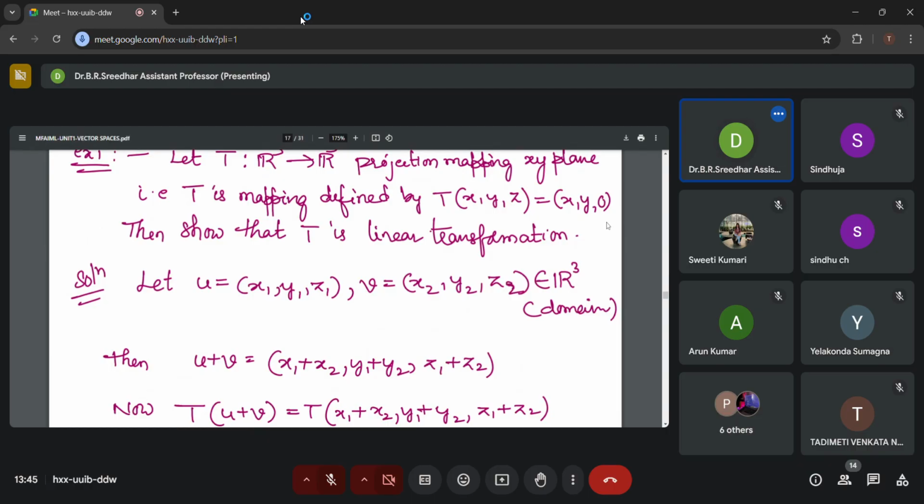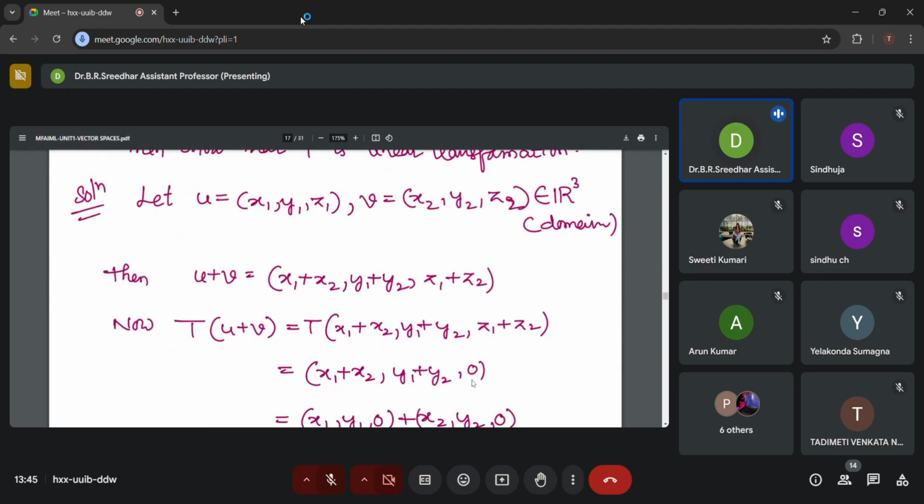Hope you are catching my statement, all of you, please. T of x is x, T of y is y, T of z is 0. So in place of z, whatever you have, it should be replaced in the mapping by 0. In the projection it is 0, it is mapped with 0. So x1 plus x2 stays x1 plus x2, y1 plus y2 stays y1 plus y2, and z1 plus z2 I mapped to 0.